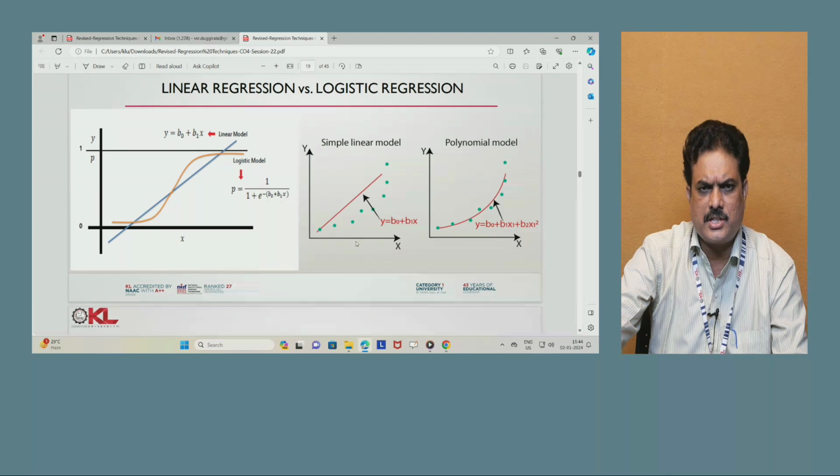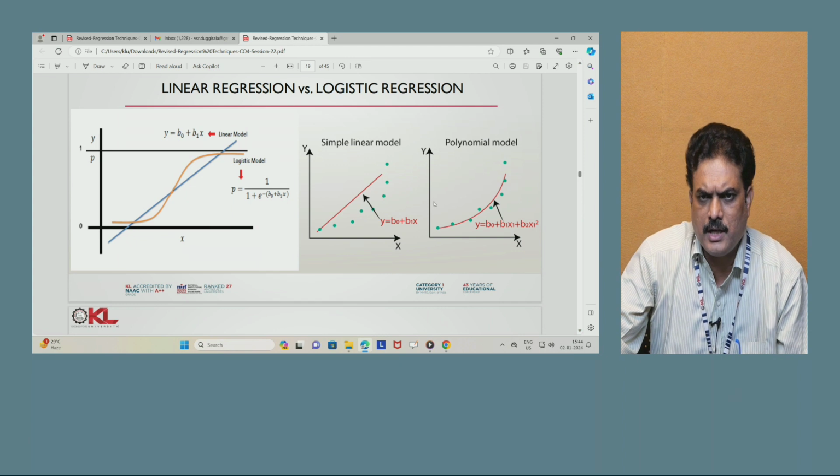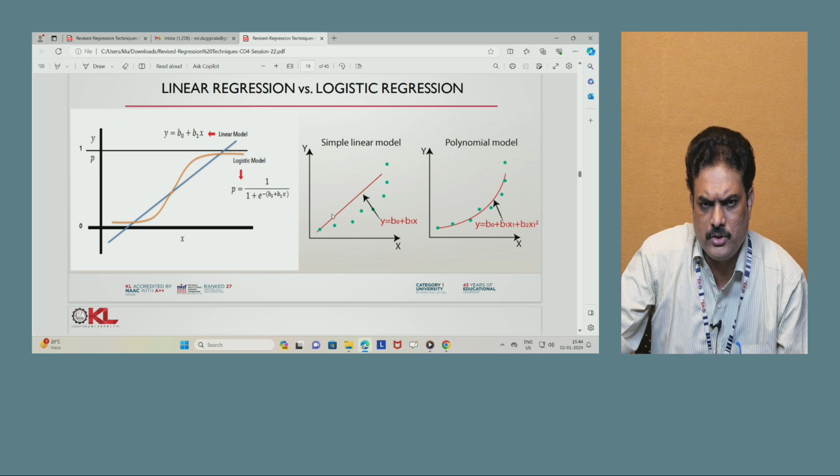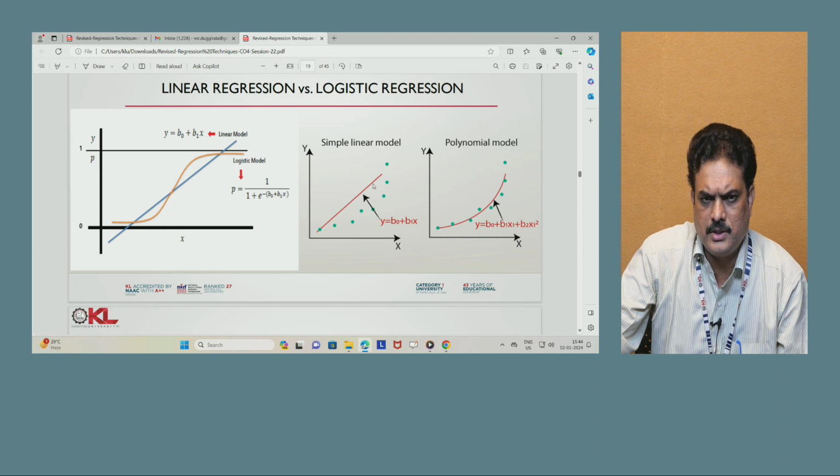Next, linear regression versus logistic regression. Here, for linear regression, you can see a simple linear model and a polynomial model. In the simple model, there is an x-axis, a y-axis, and the curve is shown. The simple linear model is y = b0 + b1x. So this is the regression.